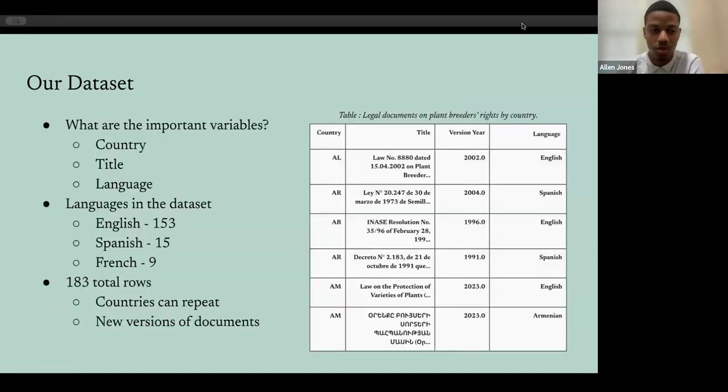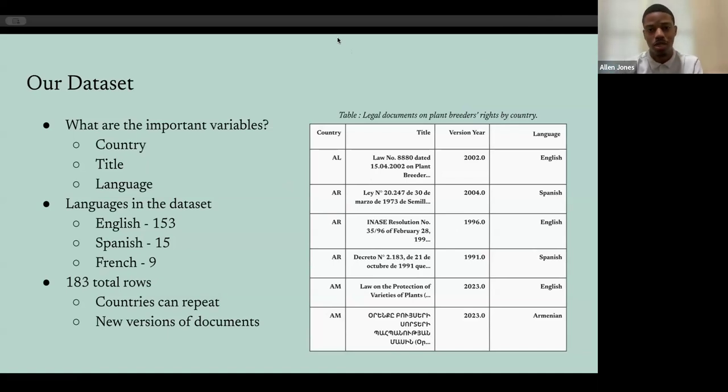So this is an example of what our data set looked like. As you can see in the table on the right, there were 183 total rows, or PDFs. There were a lot of different variables, such as country, which was defined by country codes, so we had to translate those. Then the title of the document, the version, which was just the version year, and then the language.